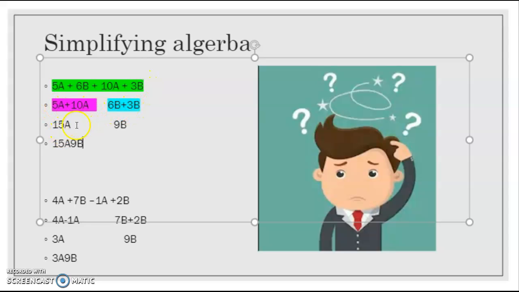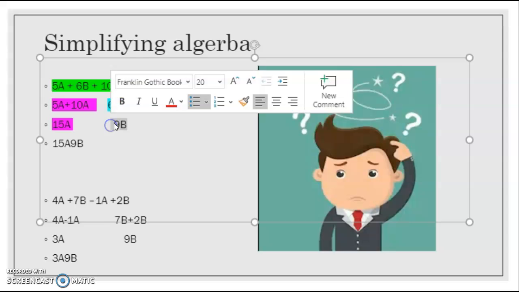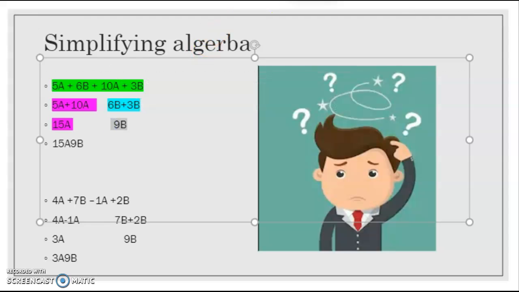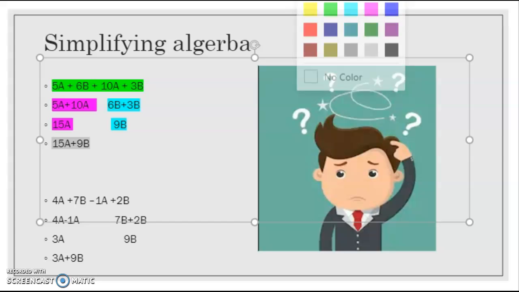Right, we're going to go below and we're going to add them up. So 5a plus 10a is 15a. We've got 9b over here, because that's 6b plus 3b, 9b. So there are your answers so far. So you're then going to calculate the answer. 15a and 9b would be written as 15a plus 9b. And that is your overall answer for that one.